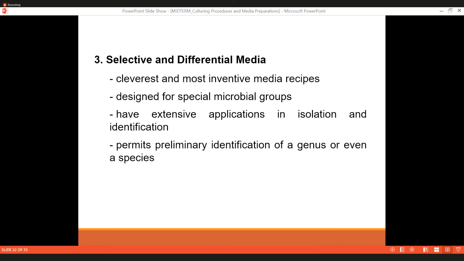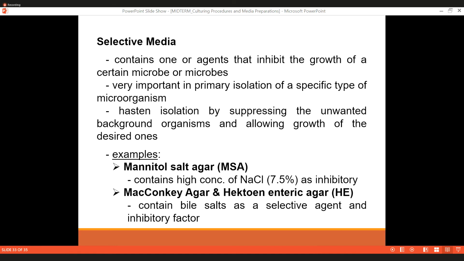Why? What selective media does is it inhibits other unwanted microorganisms from growing. So if Bacillus anthracis is the only one you want to grow, only Bacillus anthracis will grow. Nothing else, no? It still depends on the scope of your study. So selective media hastens isolation by suppressing the unwanted background organisms and allowing growth of the desired ones. Examples are mannitol salt agar, MacConkey agar, and Hektoen enteric agar.